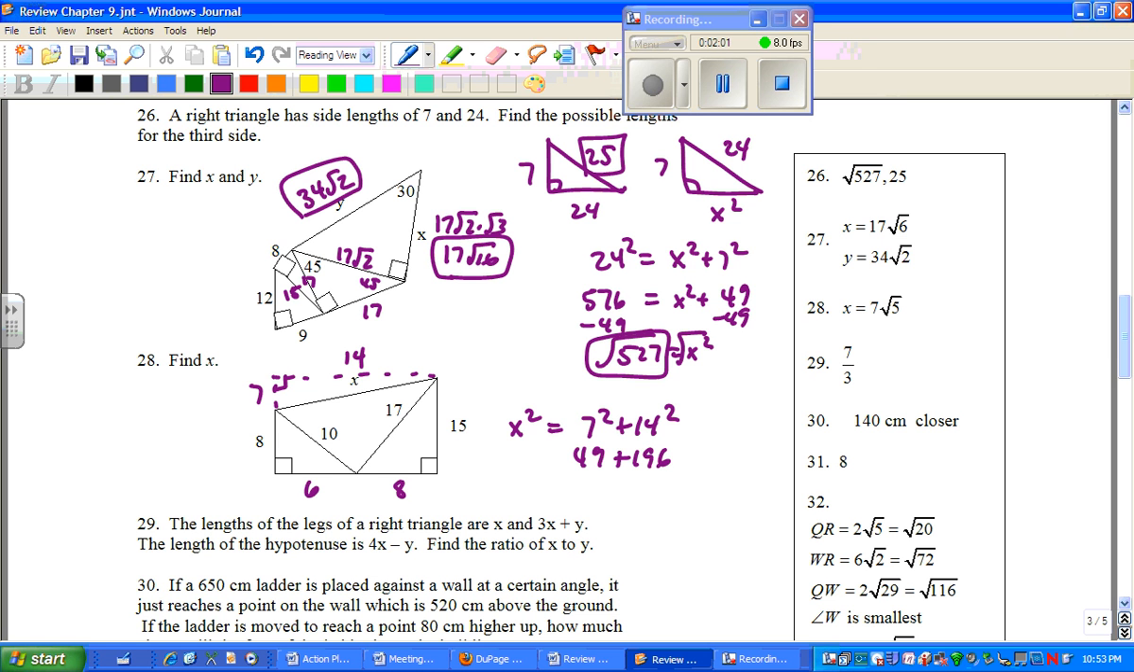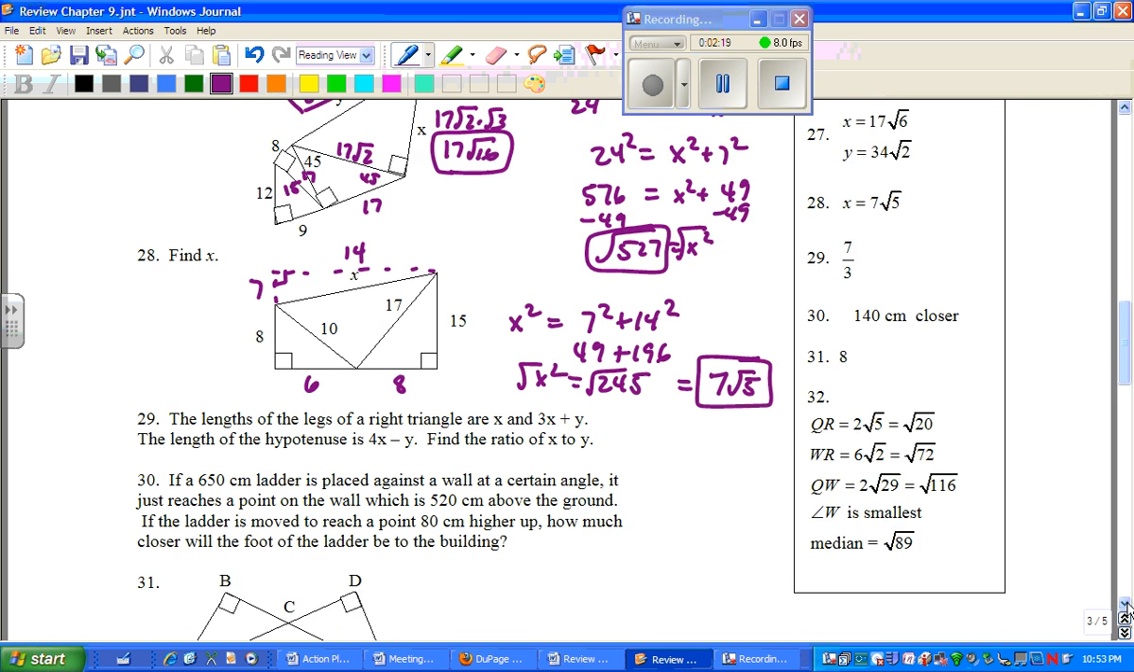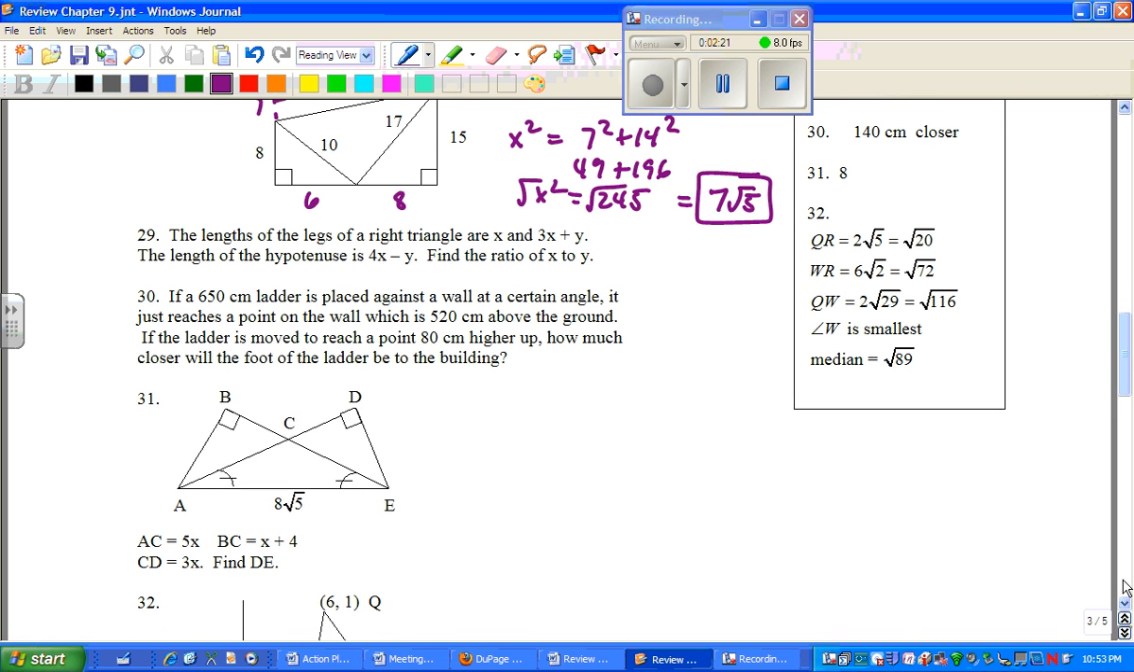Adding those two up, you get x squared is equal to 245. What goes into there is 49 and 5. So when you end up, you get 7 root 5 for your answer for the missing piece. 29 is also an extremely hard question. The lengths of the right triangle are, if we draw it out, x and 3x plus y, and the length of the hypotenuse is 4x minus y. Find the ratio of x to y.